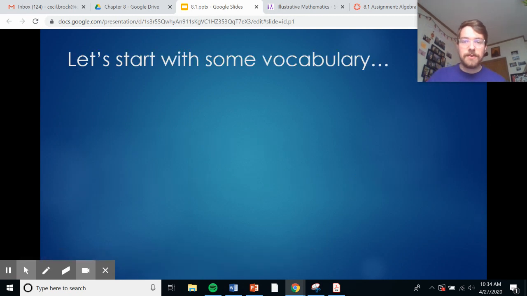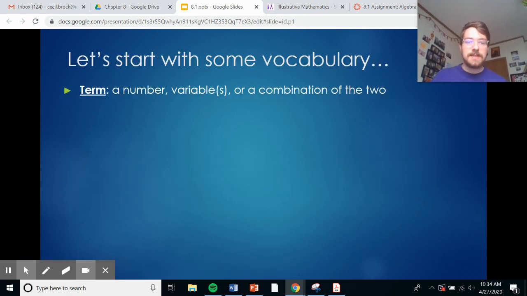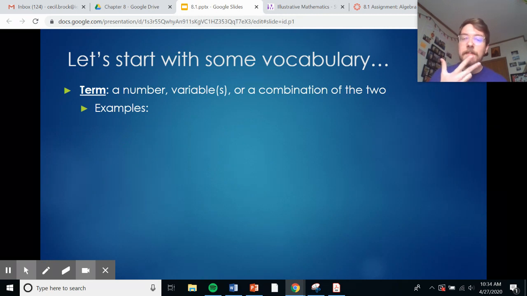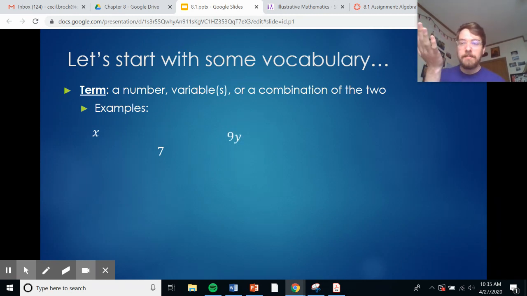So I want to start off with some vocabulary just to get us started. I want to start with term. So a term can be a number, a variable, or a combination of the two. So just some examples. Good old x all by itself. That's a variable. Check. It's a term. You could have something like 7. It's a number. That's a check. That's a term. Or you could get a little crazy this time. You could have 9y. I've got a number. I've got a variable. It's a combo of the two. So that's a term in this case.